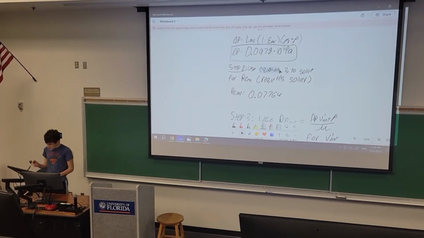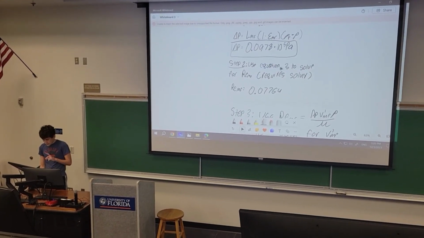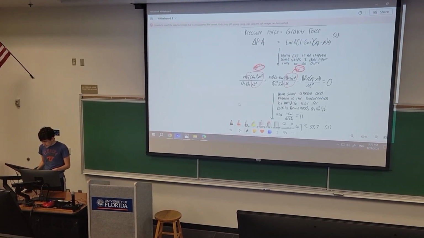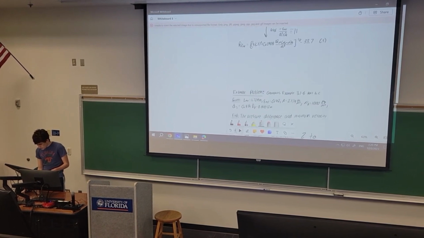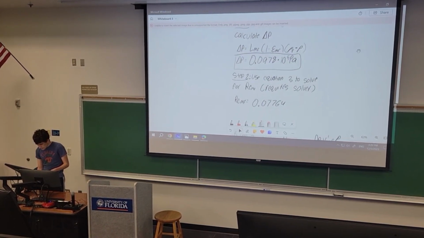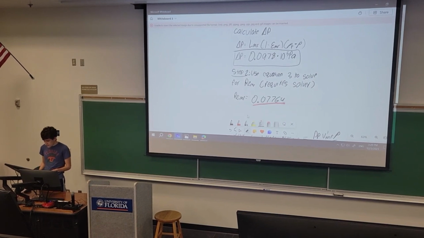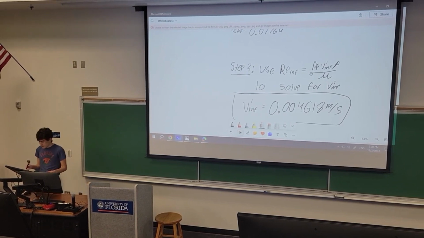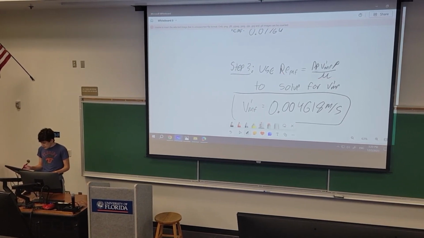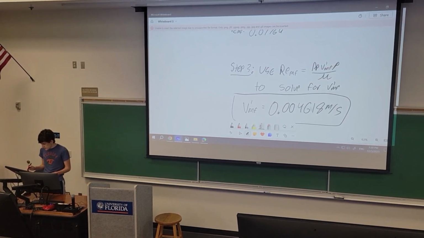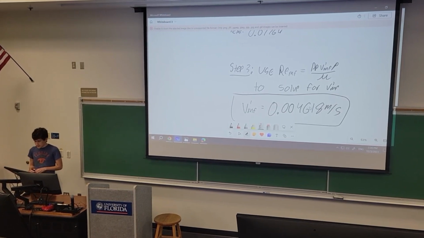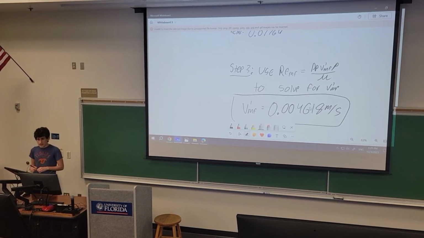But for step 2, you then use equation 3 to find the Reynolds number, or you can use equation 2 and use a solver, because this has Re twice, so you have to use a solver. But if you do either of those ways, you just plug it in and you get the Reynolds number of 0.07764. And then finally, you use that Reynolds number, you use the definition of the Reynolds number, and just plug in everything and solve for V_mf, which is 0.004618 meters per second, which is the minimum velocity needed to fluidize the particles in the packed bed. So I hope you learned something, and thank you for coming.